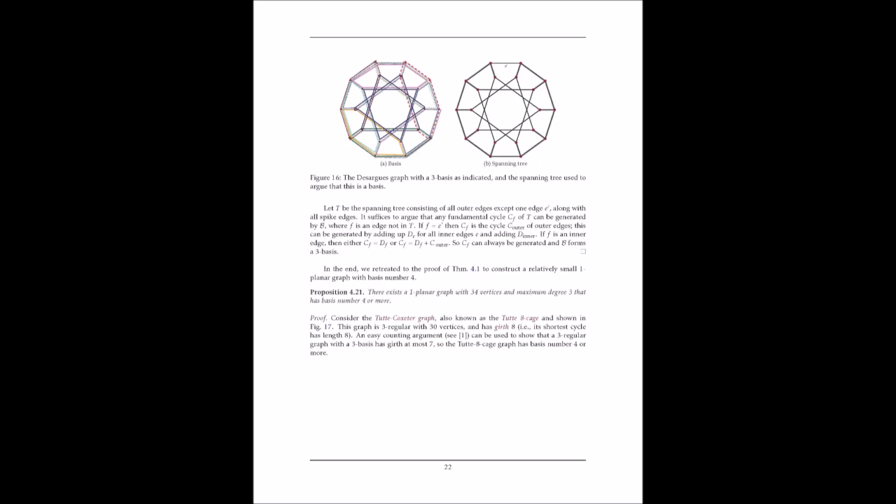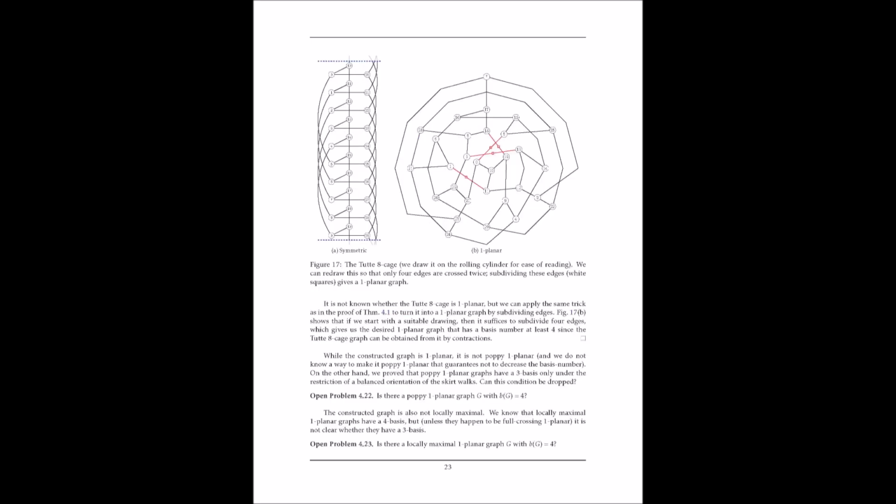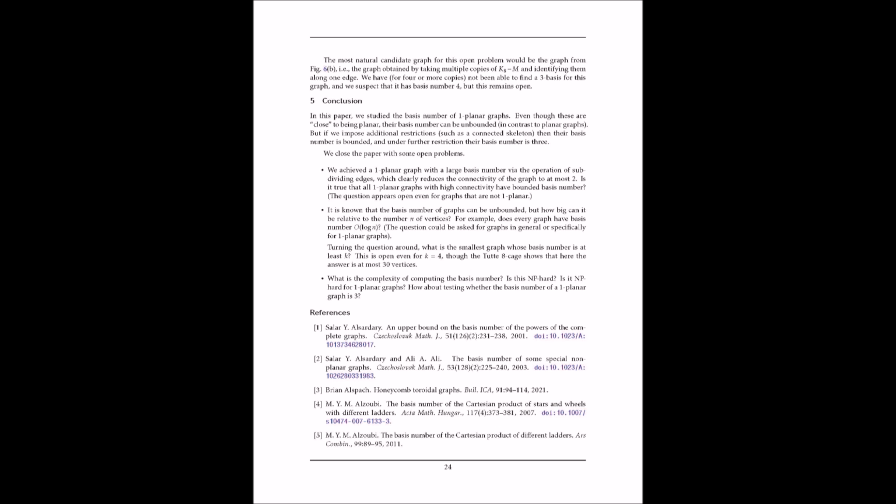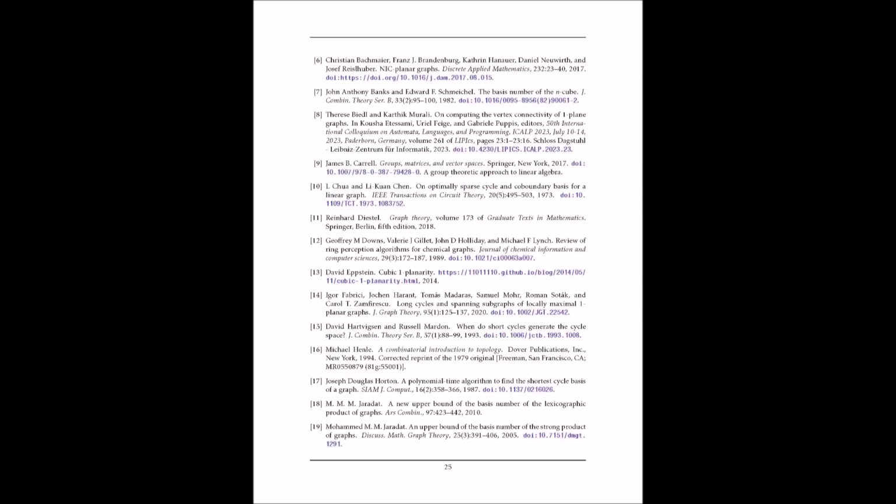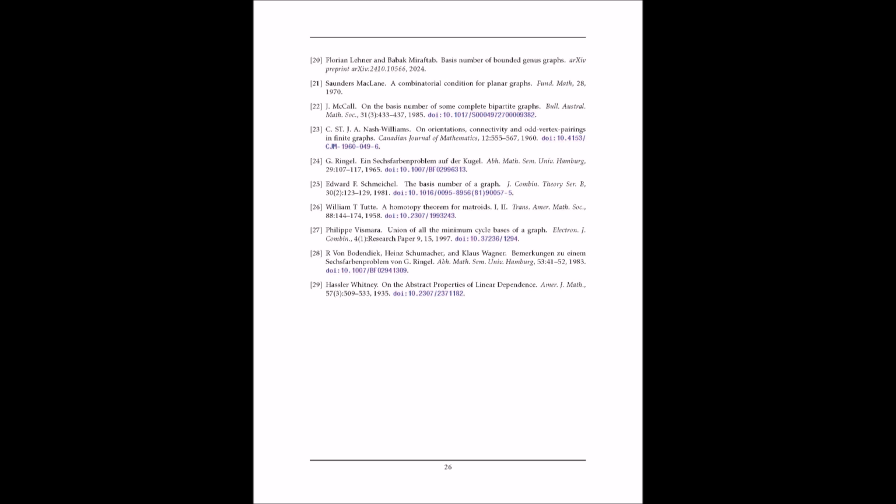Okay, so one of the things that comes up a lot in this paper is this idea of the skeleton. So, what is it about the skeleton that makes it so important? So the skeleton is kind of like the underlying planar structure of the graph. Okay. And so if the skeleton is connected, then it turns out that the basis number of the graph is at most 4. And this is true for both locally maximal one planar graphs and poppy one planar graphs.